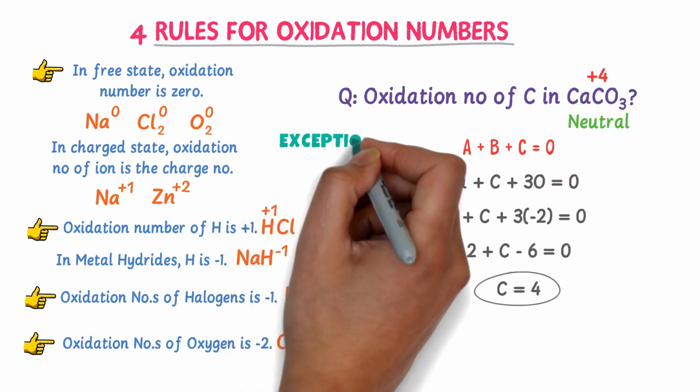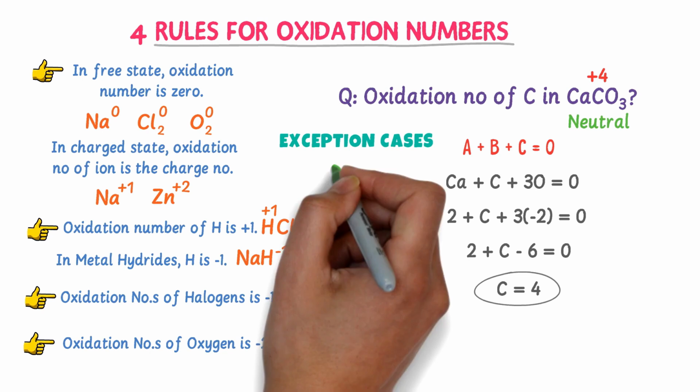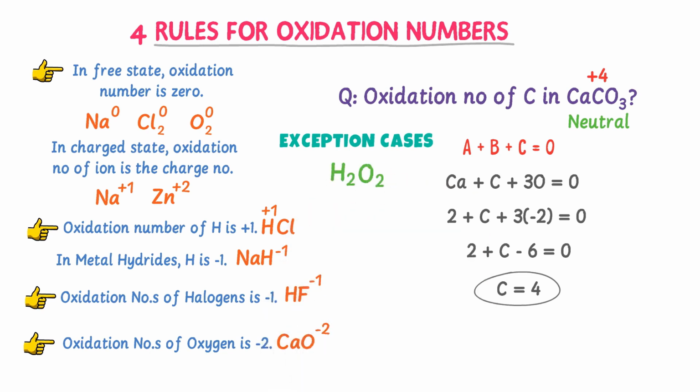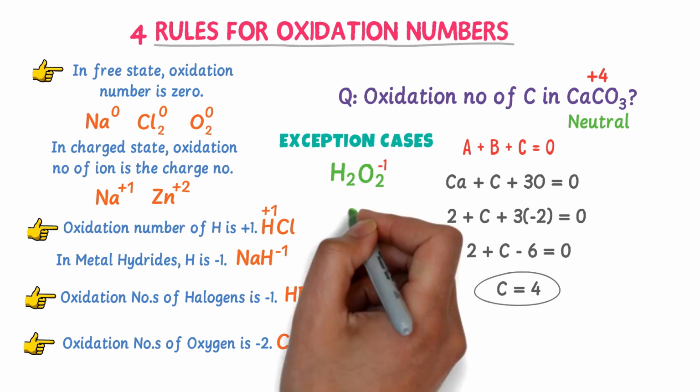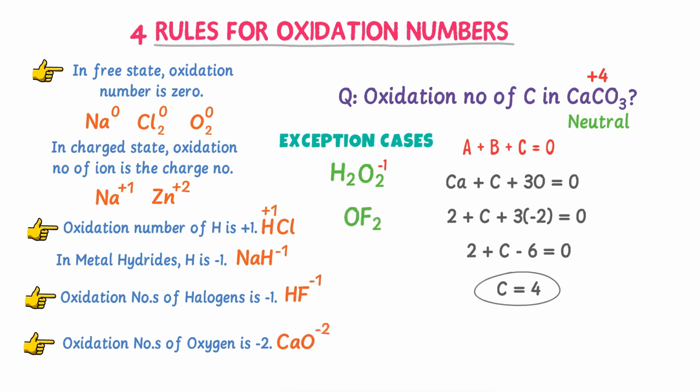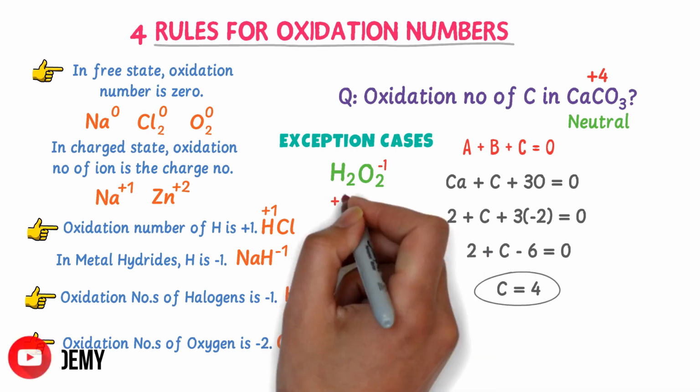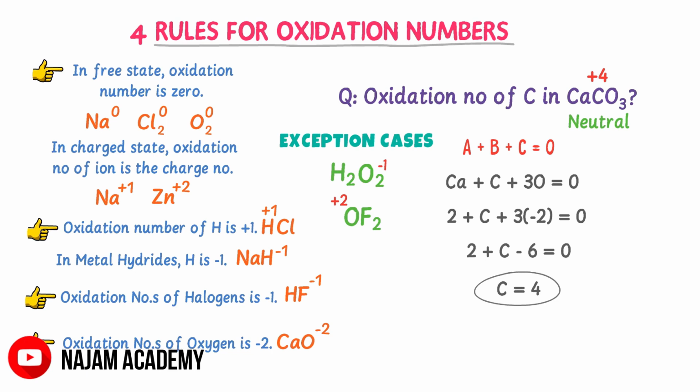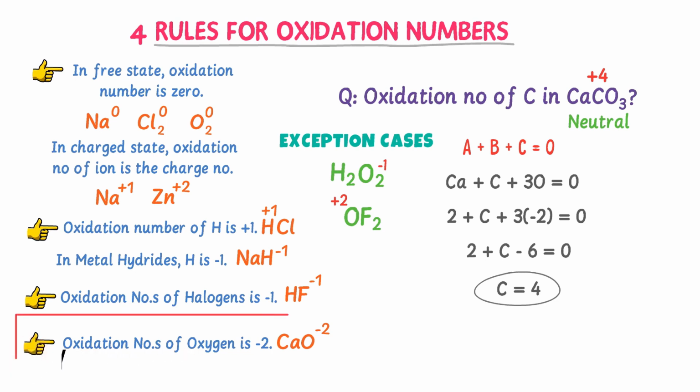Finally, let me teach you 2 exception cases. In hydrogen peroxide, oxidation number of oxygen is -1, while in the case of oxygen difluoride, the oxidation number of oxygen is +2. Except these 2 cases, oxidation number of oxygen is always -2 in its compounds. I hope that you have learned my personal trick of finding oxidation number of any atom, molecule or ion.